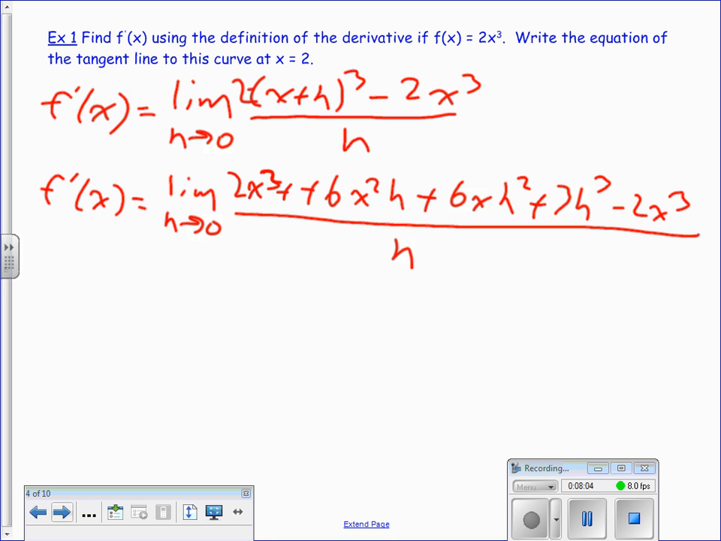Okay. And this is actually the only time I ever use the binomial expansion theorem. Don't tell my Algebra 2 kids that. Okay. No, I never use it.